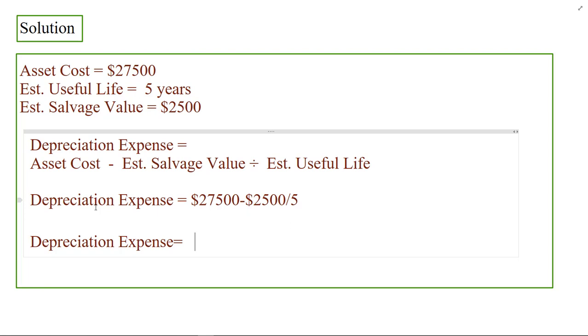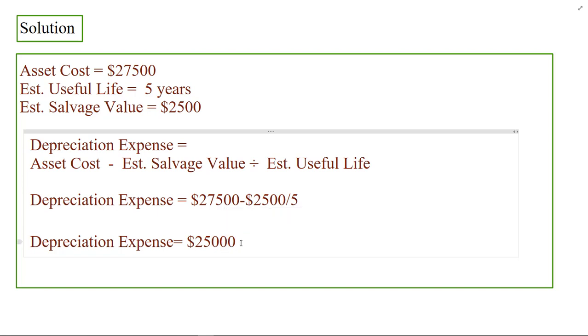Students, one thing to keep in your mind, and let's have a discussion here. This 25,000 is called depreciable base, or depreciable cost as well. It means that depreciation will be calculated on the basis of this 25,000.